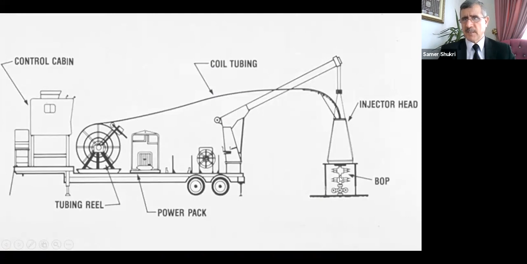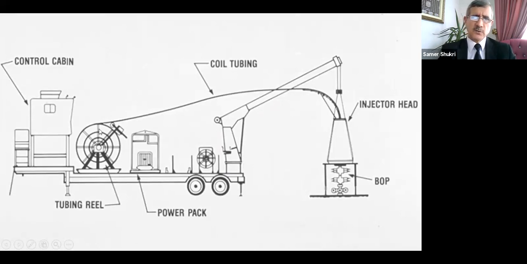We have different types of BOP, injector head. This is the coil tubing. This is the crane. Sometimes you see that the crane is an integral part of the coil tubing package, same as Hydro rig. Hydro rig has the same one. While in Stewart and Stevenson, a different manufacturer, you can see the crane is separate, so it is not integrated.